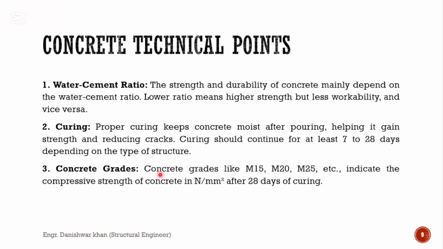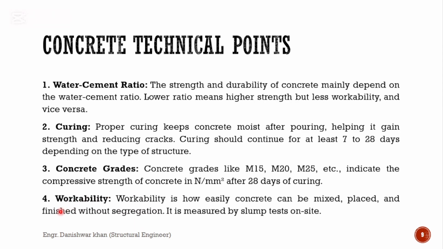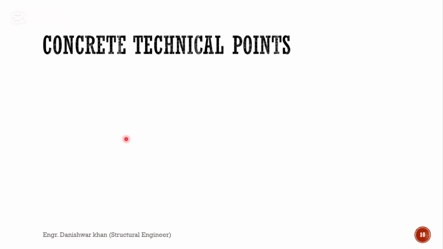Concrete grades like M15, M20, M25, etc. indicate the compressive strength of concrete in Newton per mm square after 28 days of curing. Workability. Workability is how easily concrete can be mixed, placed, and finished without segregation. It is measured by slump test on site.